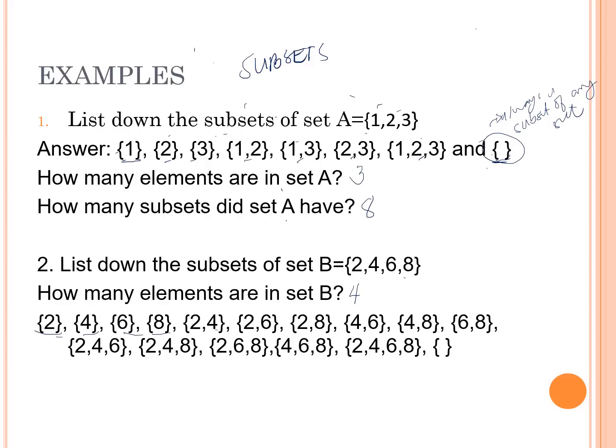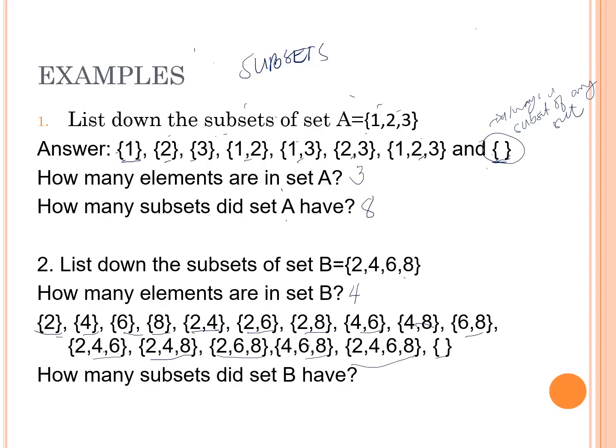And then we combine by 2s. We have 2 and 4, 2 and 6, 2 and 8, followed by 4 and 6, 4 and 8, 6 and 8. After the combinations of 2 numbers, we continue with 3 numbers: 2, 4, and 6, followed by 2, 4, and 8, then 2, 6, 8, then 4, 6, 8, and then 2, 4, 6, 8, followed by the null or empty set.